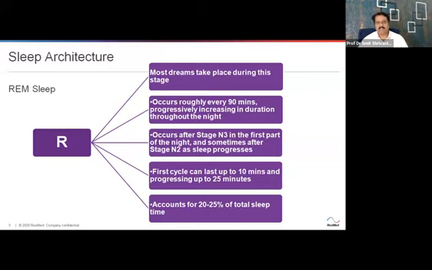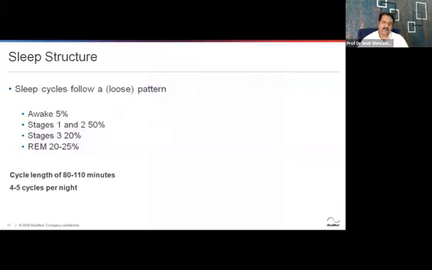And N2 stage, as we know, is the most occurring stage in sleep. And REM sleep again accounts for a quarter of the total sleep time. And this occurs late in the night, mostly in the mid period of our sleep.